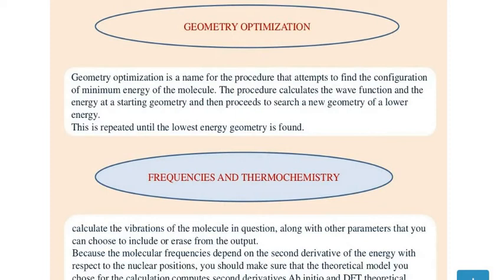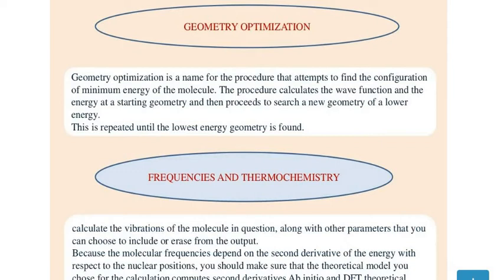Geometry optimization first. Geometry optimization is the name for the procedure that attempts to find the configuration of minimum energy of the molecule. The procedure calculates the wave function and energy at a starting geometry and then proceeds to search for a new geometry of lower energy. This is repeated until the lowest energy geometry is found. So energy optimization or geometry optimization will take more time.